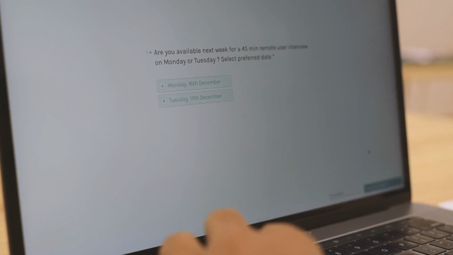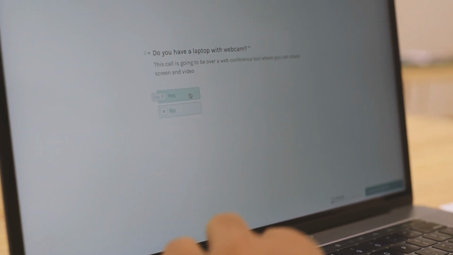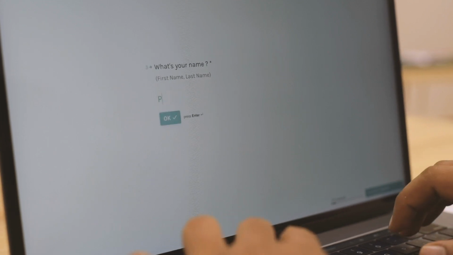Apart from this, you also need to check if they are available on the specific date or time you're looking to run your user test, and if they have the basic setup required: a good internet connection, a laptop, perhaps a working webcam. We've had a lot of surprises sometimes when we don't ask these questions. We have had people turn up with an audio-only connection.